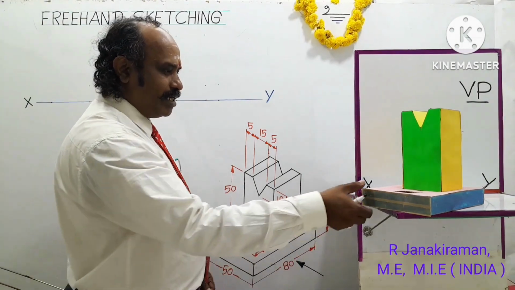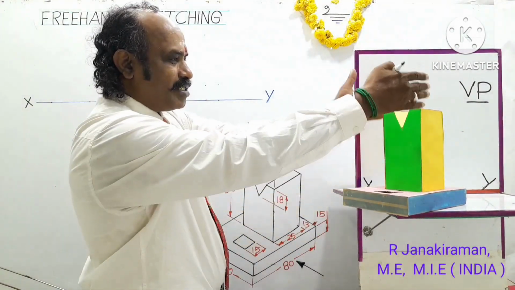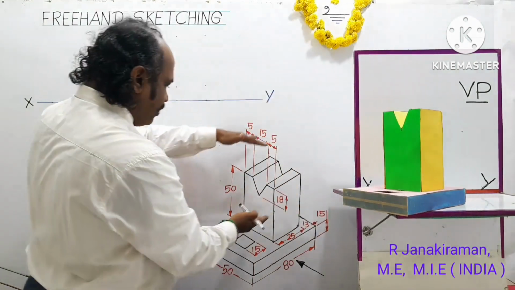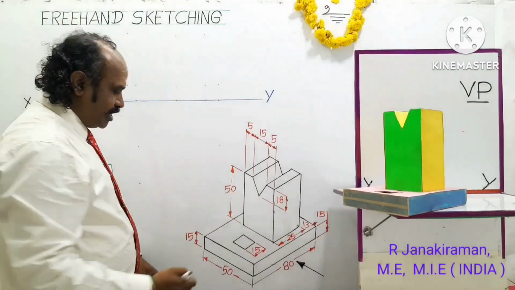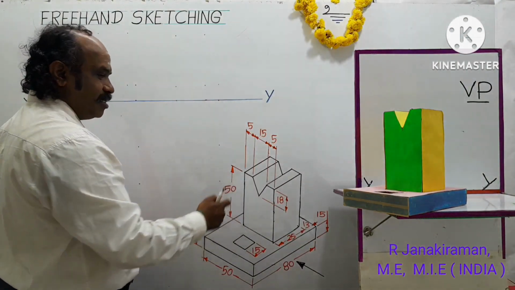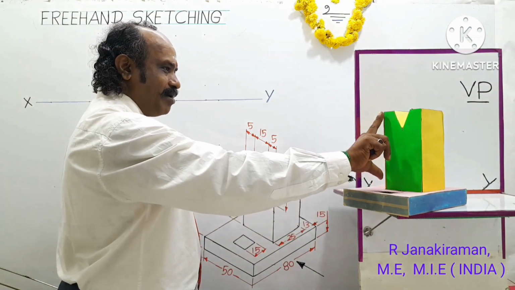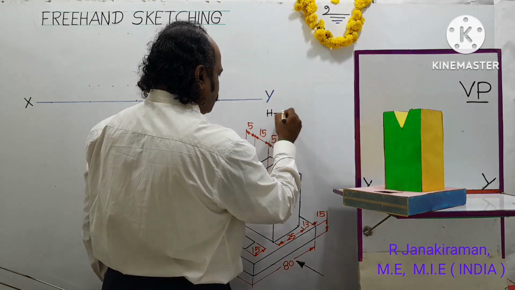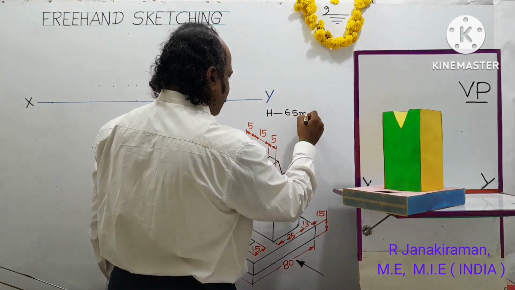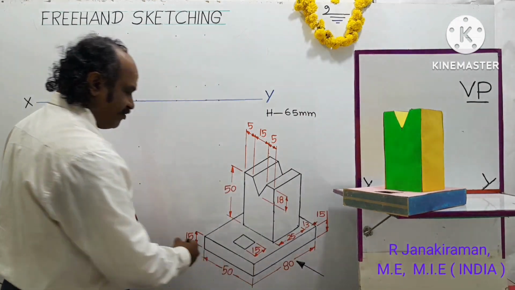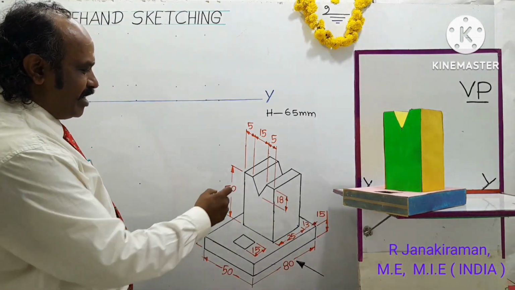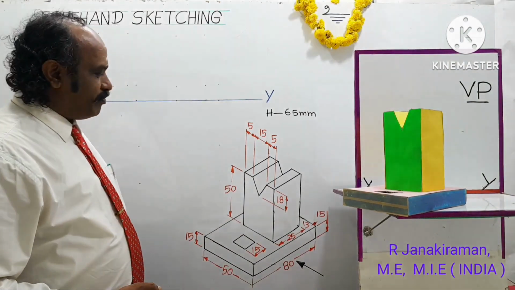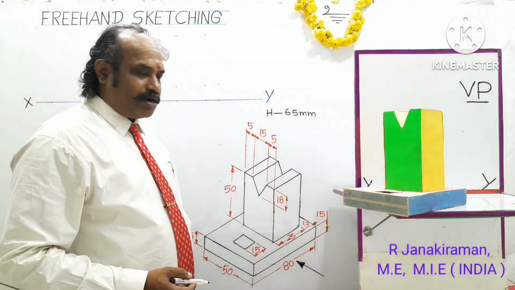In addition to that, there is one top square block attached to the base part of the object. The square block height is 50 mm. So the overall height of the object is 15 mm plus 50 mm, which is 65 mm. 65 mm is the height of the object, the length is 80 mm, and the breadth is 50 mm. Now this 3D diagram is to be converted into two-dimensional representations called front view, top view, and side view. We are going to draw them on the marker board.